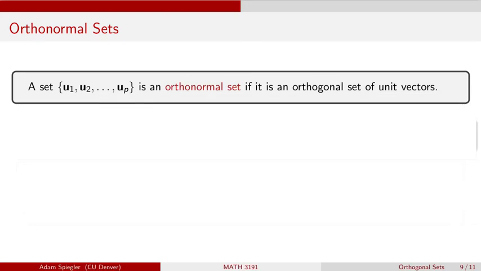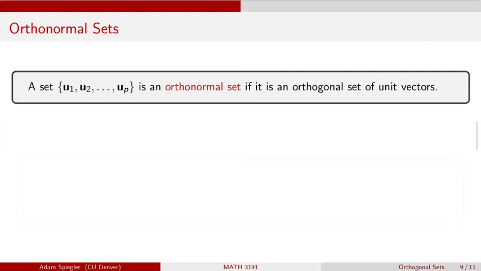All right, welcome everyone. In this video, we are going to define what an orthonormal set is and talk about why such sets are going to be particularly nice when we want to find a basis for a vector space. Finding an orthonormal set for the basis will simplify our calculations in a lot of different settings. So let's first define what an orthonormal set is.